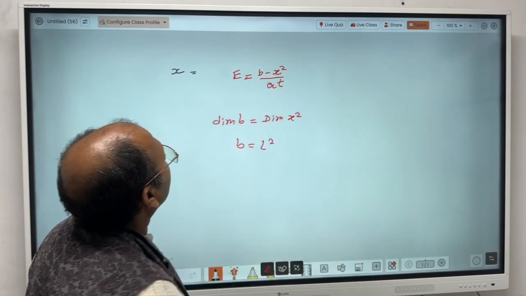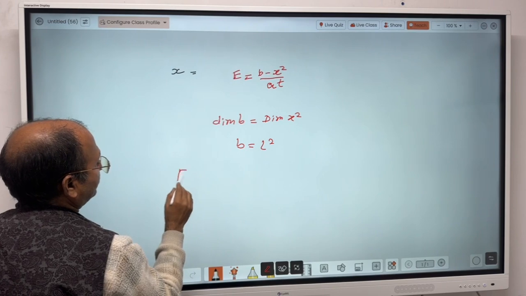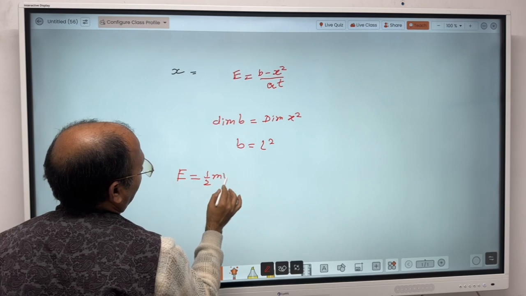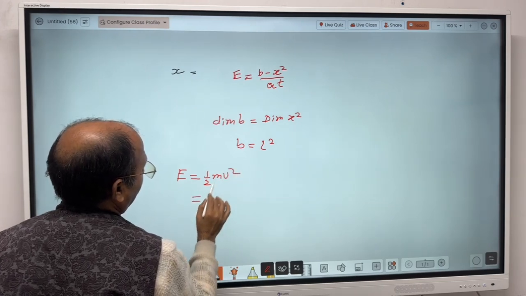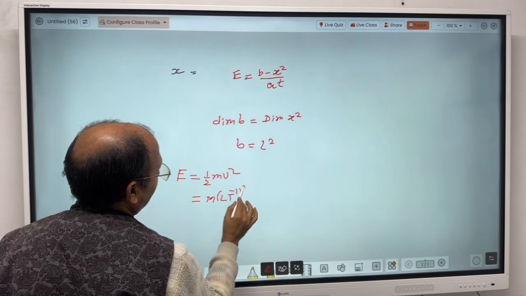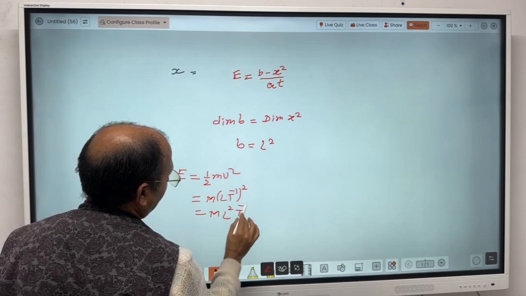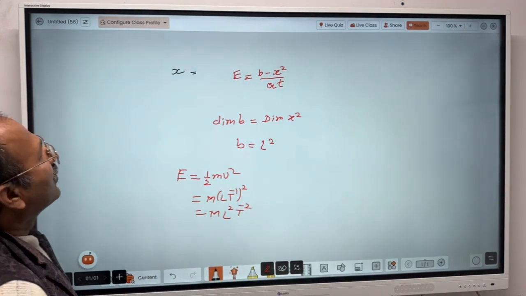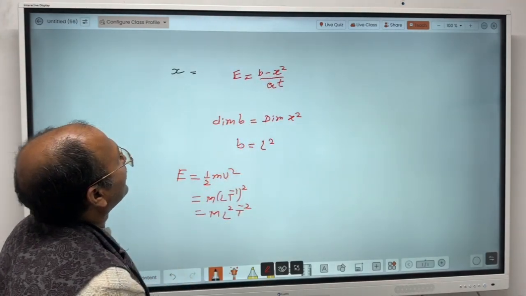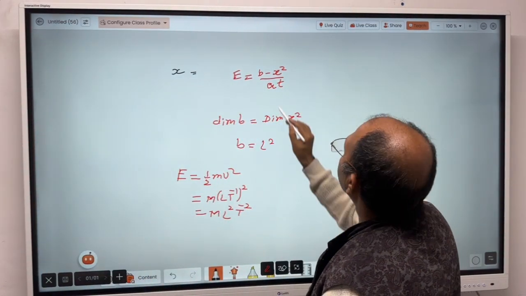So here instead of B minus x square, we can write L square, and E is energy. If you remember, energy you can take either mgh or half mv square, and you put the dimensions here. So m and velocity LT minus 1 whole square, that is m L square t power minus 2. So we have got the dimension of E, we have got the dimension of B minus x square, that is L square, and we have to get the dimension of A. So it is very simple.